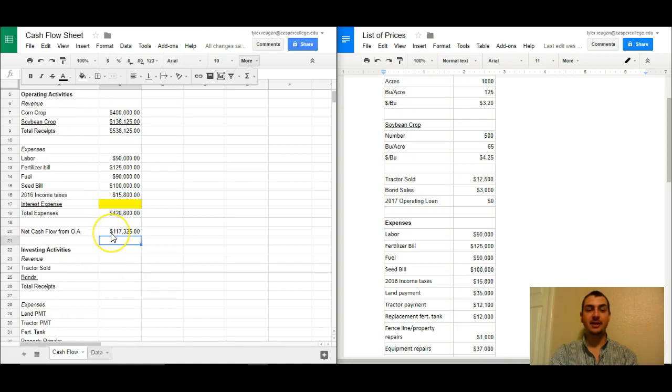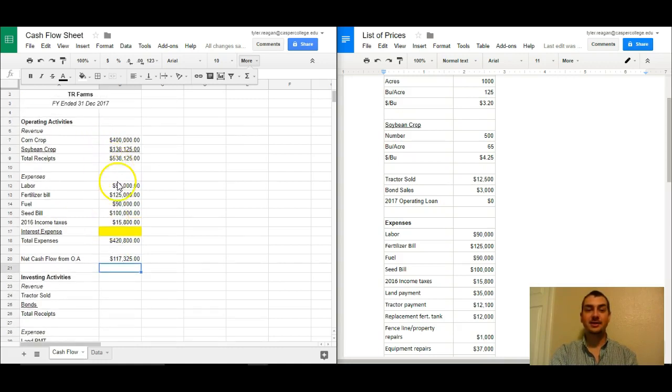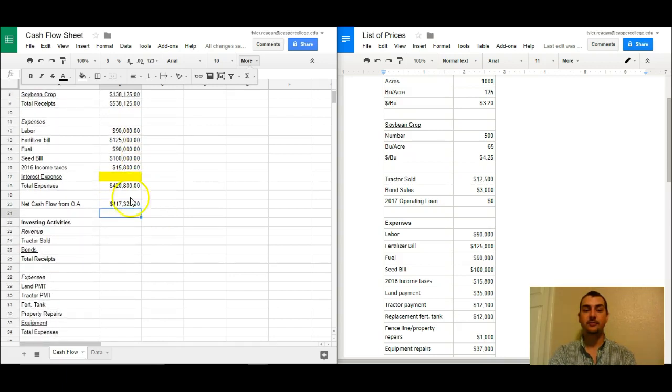So now we have a net cash flow from operating activities, meaning that in our operating activities we made $117,000 more than what we spent for that particular year. Doesn't necessarily mean that we're profitable overall. It just means we spent less on normal operating activities than we did bringing in revenue.